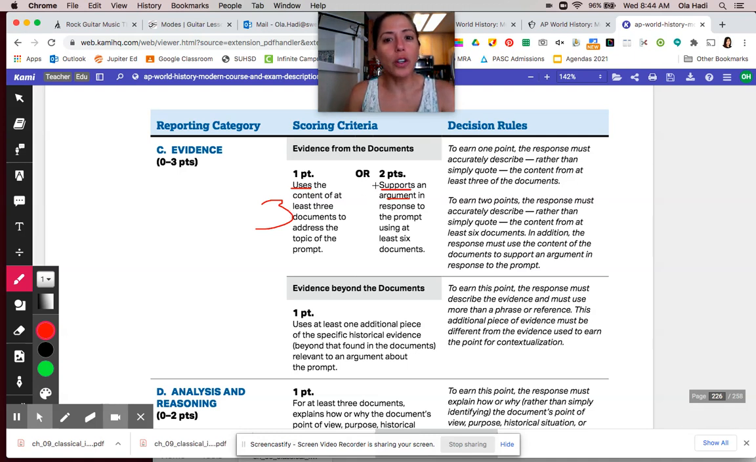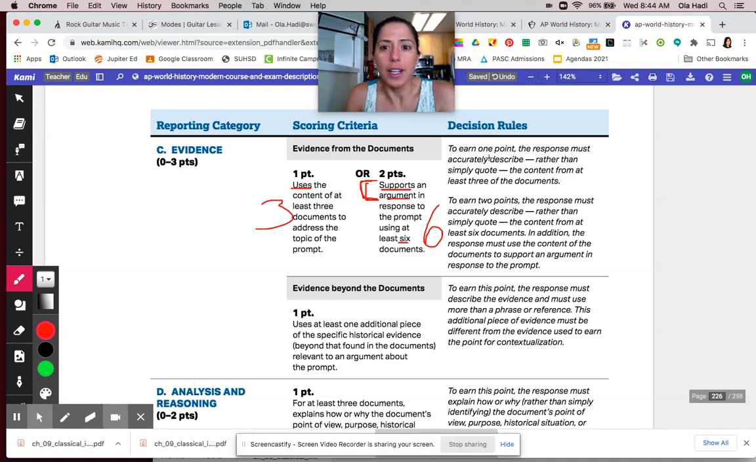Now, when you support an argument, not only do you give evidence from the document, but you don't want to put long quotes. You want to paraphrase, maybe use tiny bits of quotes. So you take evidence and then you say what it shows, what it proves, what it illustrates, what it demonstrates, and always connect it back to your topic sentence. Since your topic sentence or that paragraph is a small part of the thesis, you're always proving your thesis. And to get those 2 points, you have to do it for 6 documents.